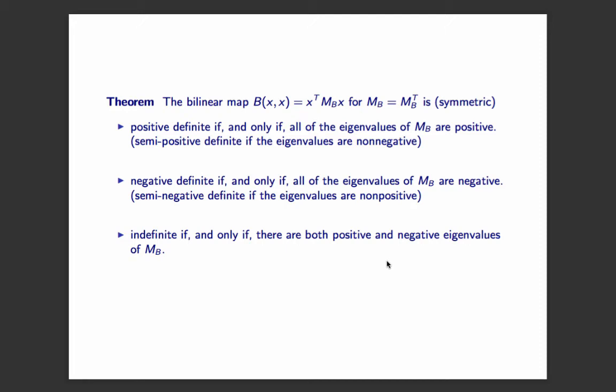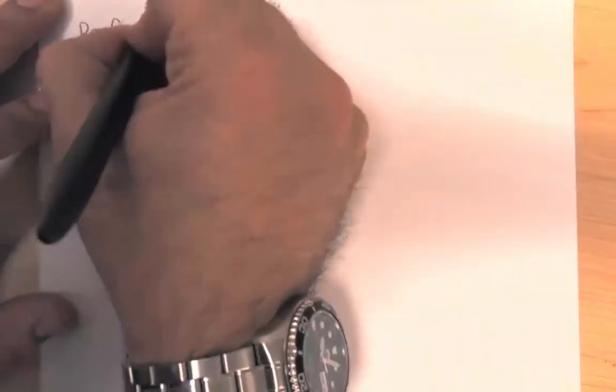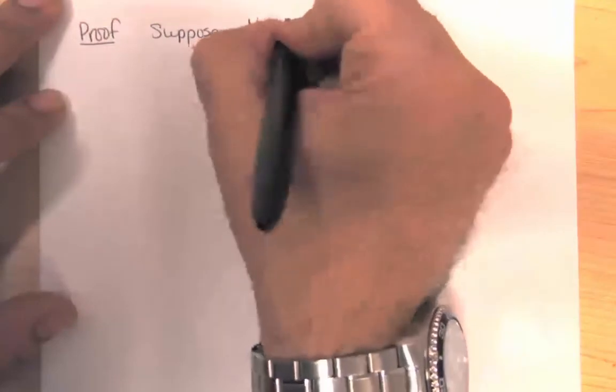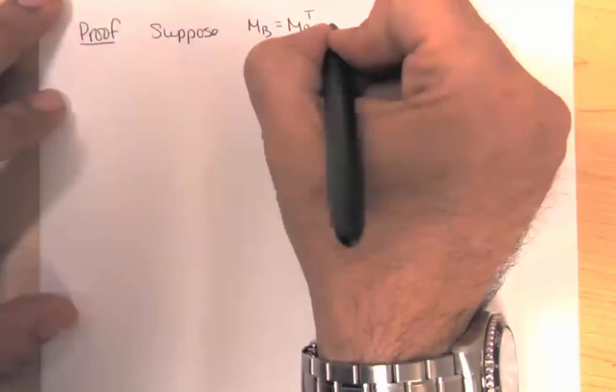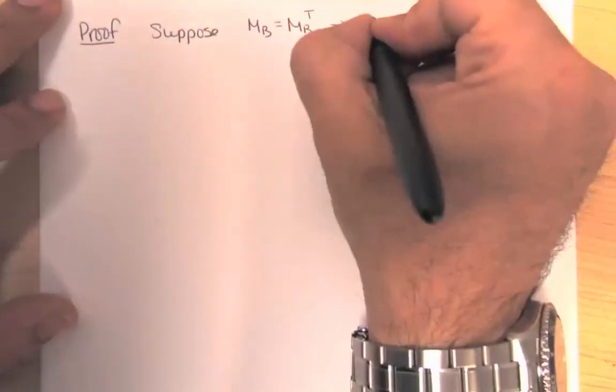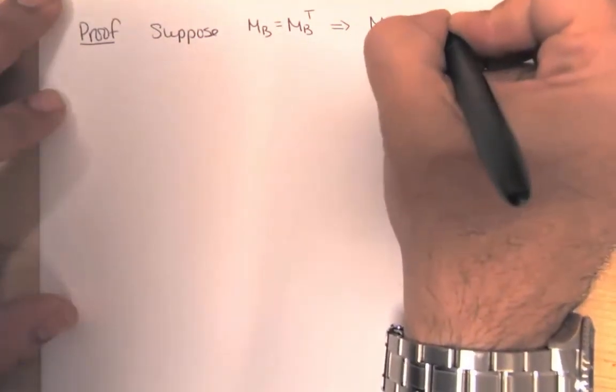So let's prove the first bullet, and the second and third bullets are very similar. So let's prove the fact that a symmetric matrix is positive definite if and only if all of its eigenvalues are strictly positive. So suppose that my matrix, again we're supposing that it's symmetric. Well, that implies that my matrix is unitarily diagonalizable.